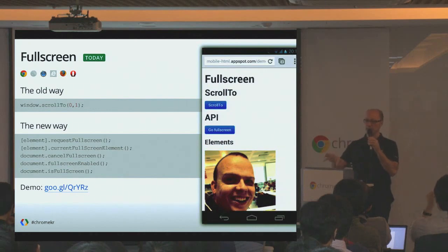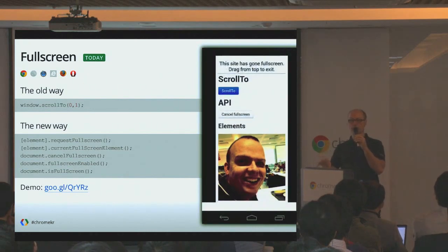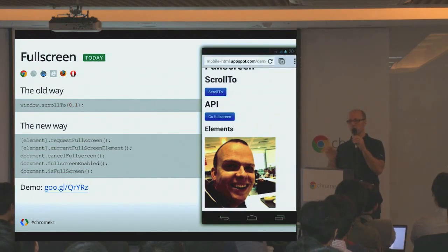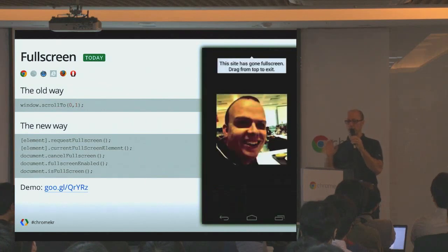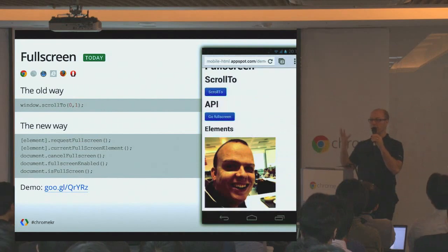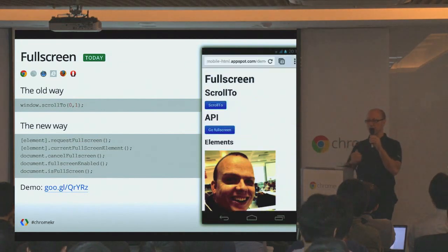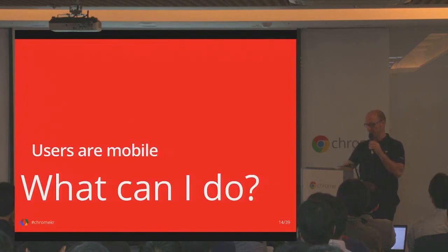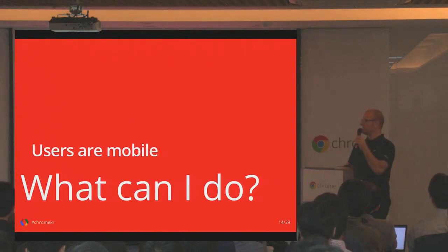Now, the only way to enable full screen is by user interaction. So your user has to tap or click or perform some kind of interaction to actually create the full screen experience. So JavaScript can't suddenly pop up and take over the screen and look like another application. I'll demonstrate that shortly.